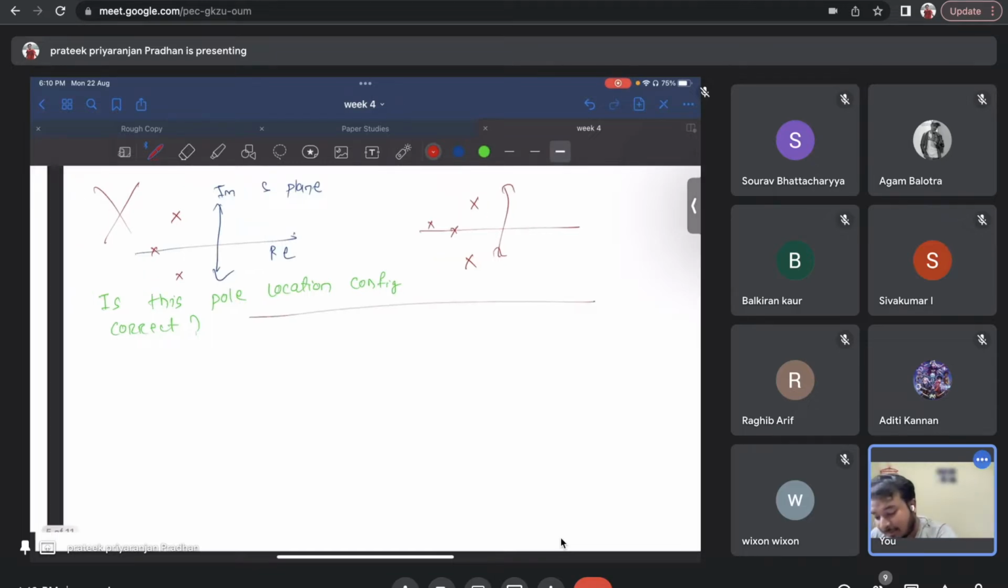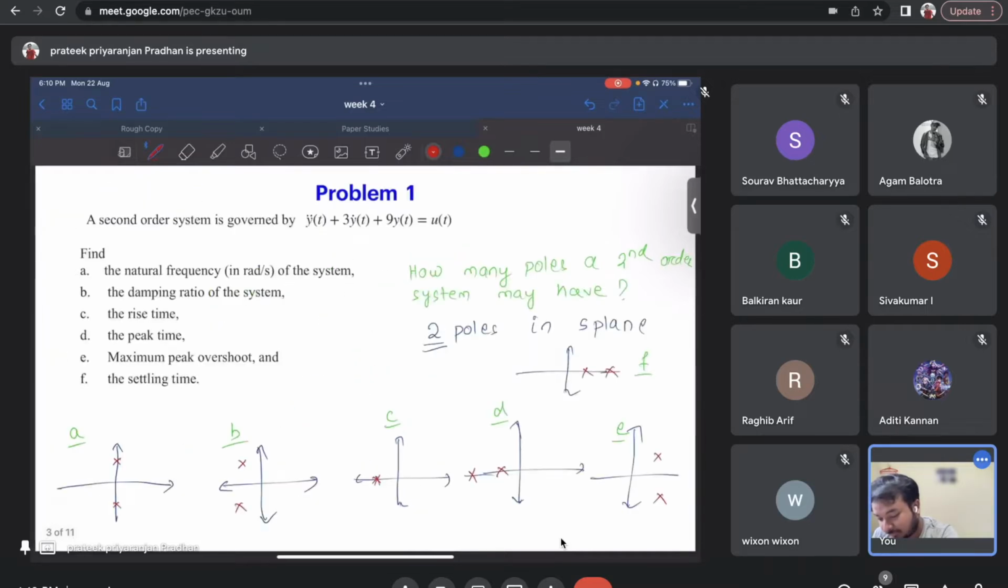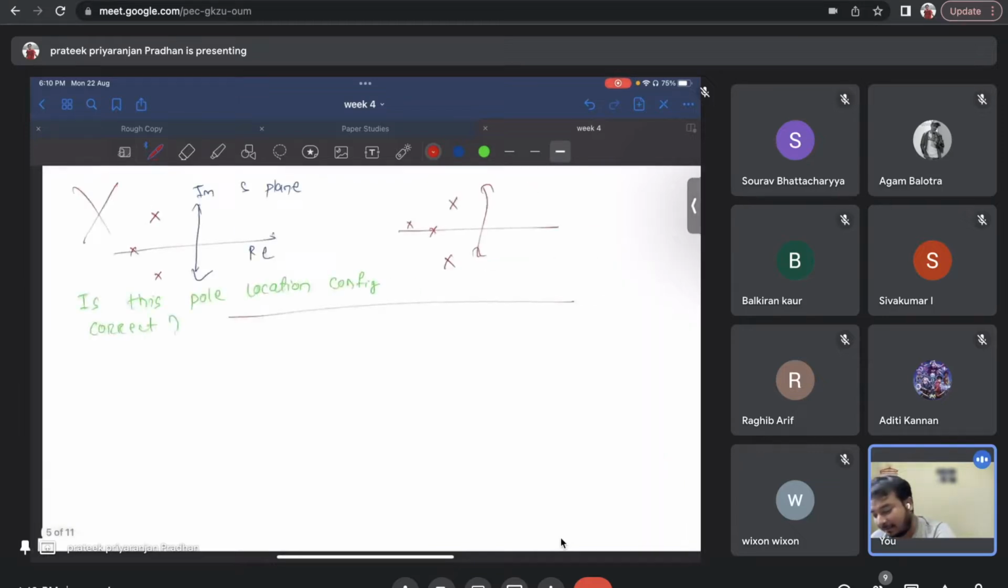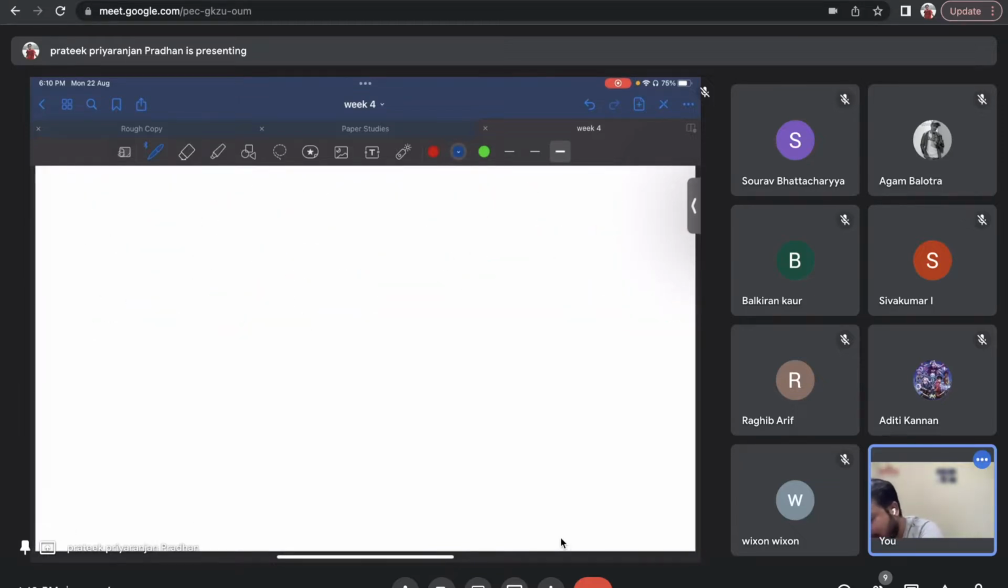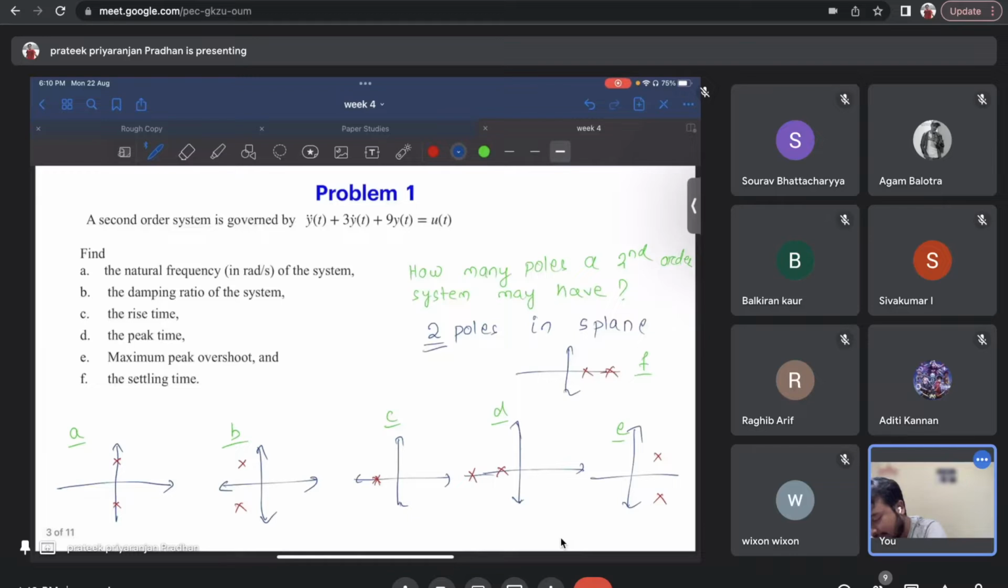Having said that, come back to this situation, the A, B, C, D, E, F. These are all the possible configurations. So let's take some real examples. Like I will take, okay, one second.